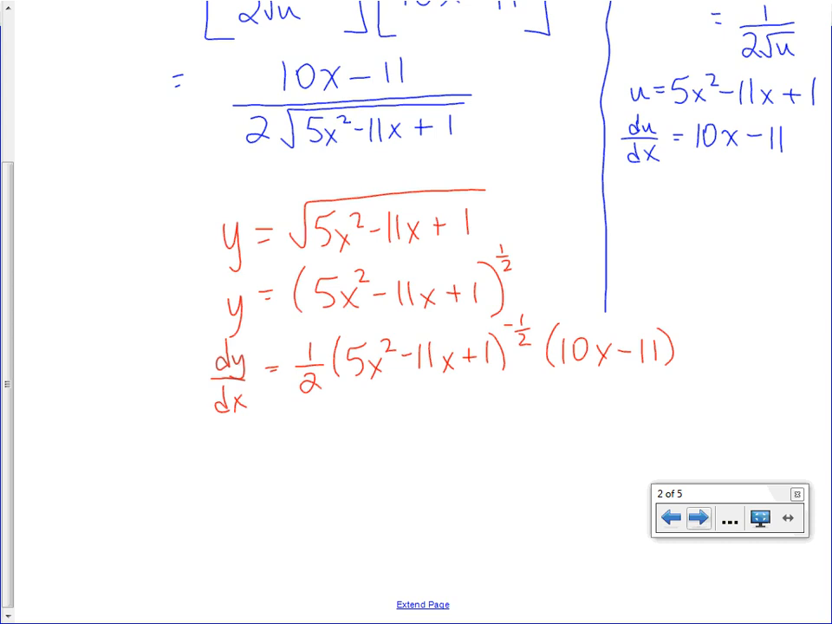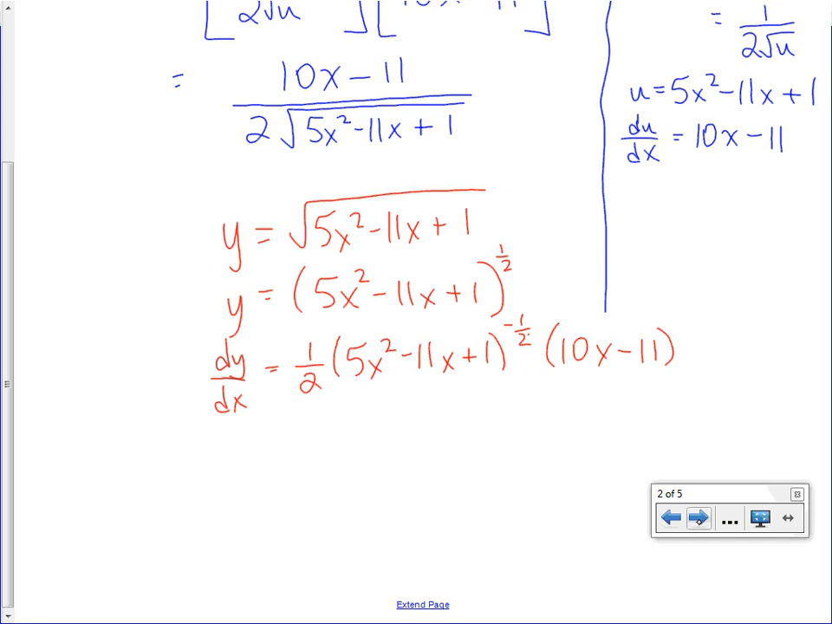Okay. And then if you clean this up, you get that we're going to get the exact same thing here. What's the only thing that's going to stay in the numerator? 10x minus 11. The 5x squared minus 11x plus 1 gets put in the denominator and square rooted, and there's a 2 in the denominator. Ta-da, it's the same thing, right? But what's the complication here is you had to remember about the derivative of the inside, and it's just one complicated thing versus two pretty easy things. Does that make sense? And I'll be honest with you, the two pieces right now were easy.